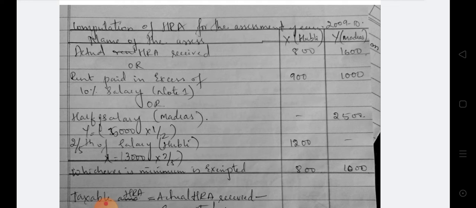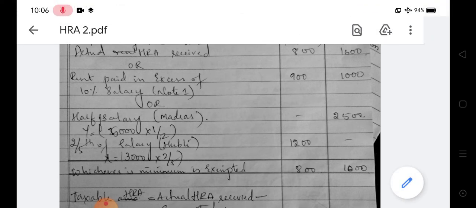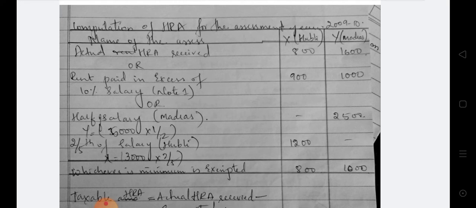So for X, 800, 900, 1200, among these three which is less? 800 is the lesser, so 800 rupees will be exempted. For Y, 1600, 1000, 2500, among these three which is less? 1000 is the minimum, so the minimum is exempted. So that will be the calculation of exempted HRA.